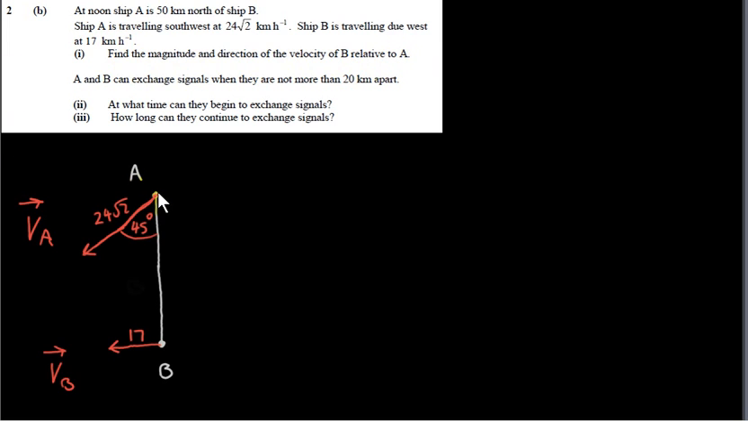So at noon, ship A is 50 kilometers north of ship B. So this distance is 50. So A is north of B. A is traveling southwest. So southwest means that the direction of the velocity of A is at 45 degrees to the horizontal. So west is to the left, of course, south is down. So southwest is between south and west, or an angle of 45 degrees to the horizontal.